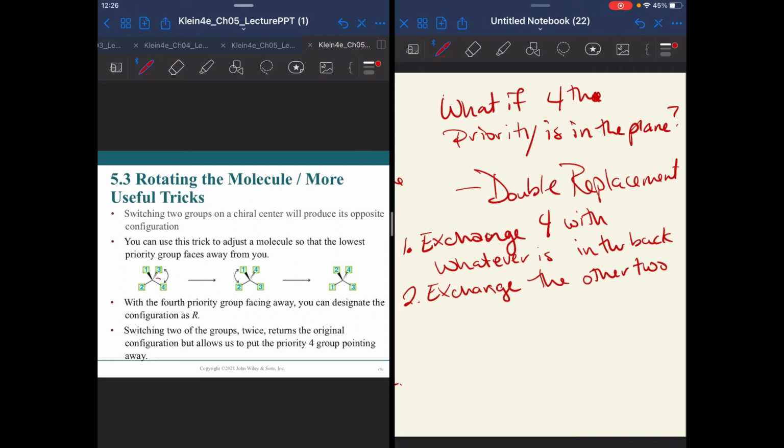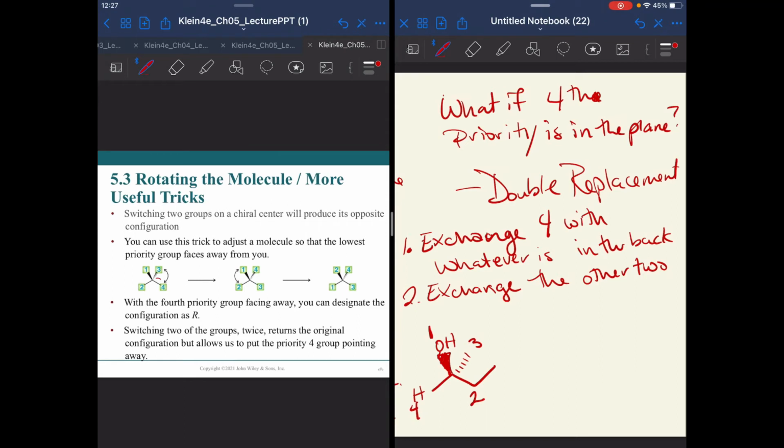So, for instance, let's do an example like this. We'll put an alcohol here. And we'll put, actually, let's do a methyl group in the back and the hydrogen in the plane. Now, we can set our priorities. The OH is 1. The CH2 connected to a carbon is 2. The methyl is 3. And the hydrogen is 4.